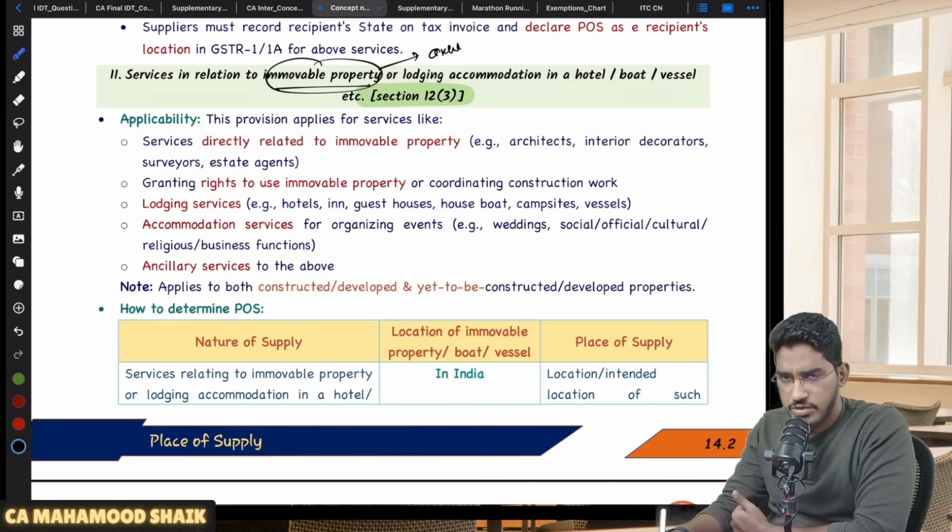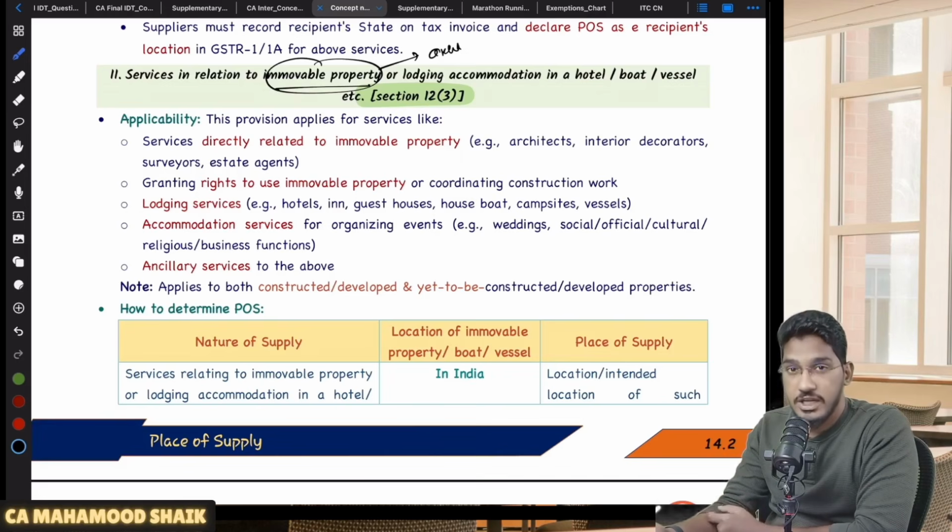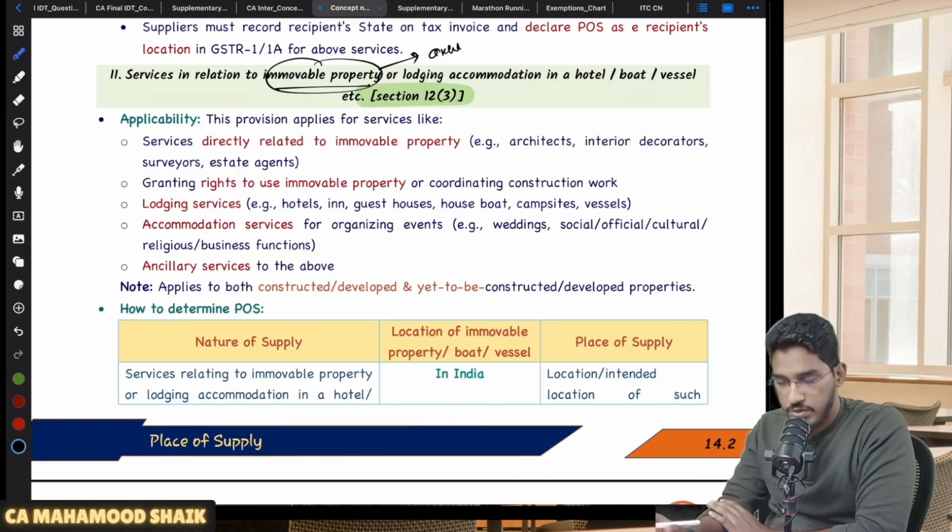That is a service in relation to immovable property. Interior decorator, that is also a service in relation to immovable property. Construction services, also a service in relation to an immovable property. A real estate agent, also a service in relation to immovable property. So like this, a bunch of services will come, services which are in relation to an immovable property.